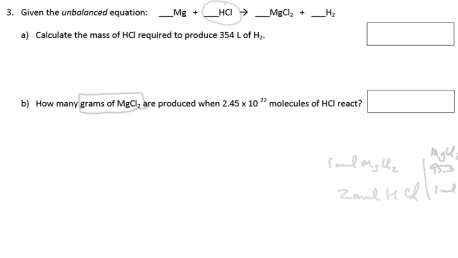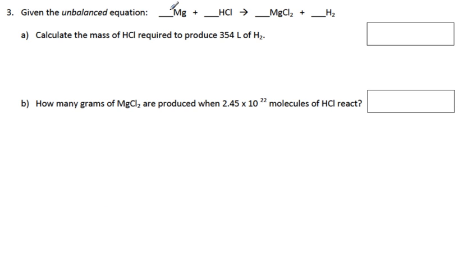Here's an example. This is one of the ones off your sheet. You first had to balance. When I go to balance, it's Mg, so it's 2 HCl, and then MgCl2 and H2. So that should be good. That's a balanced equation.